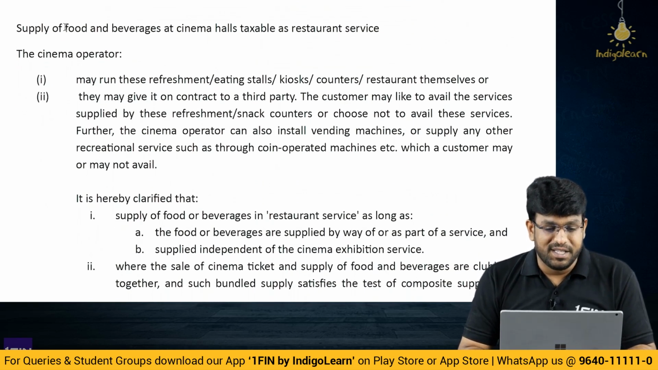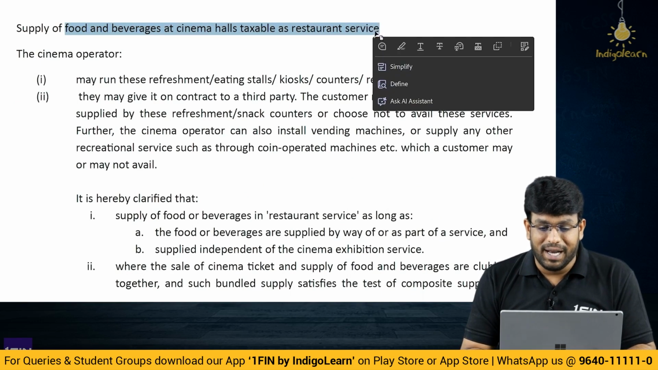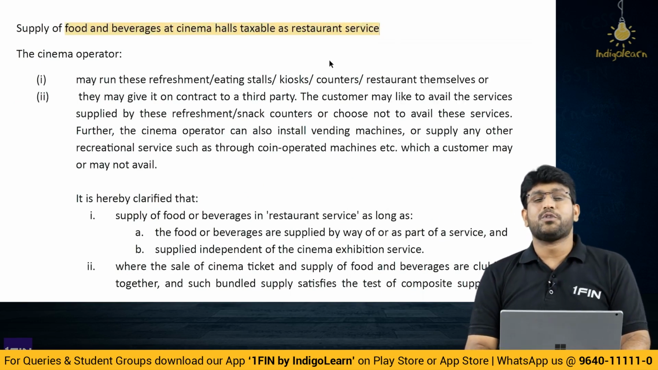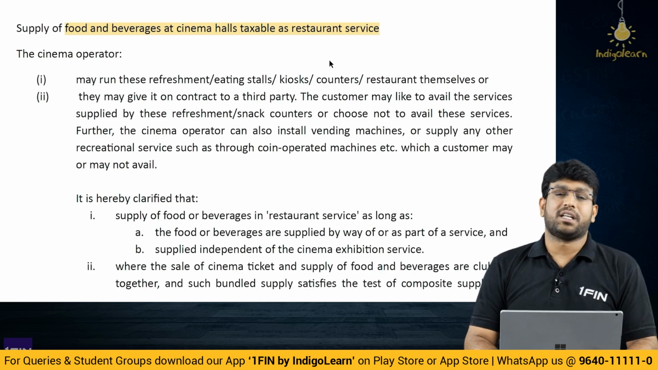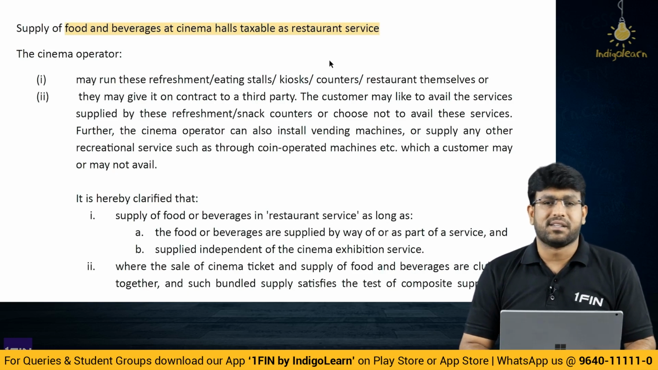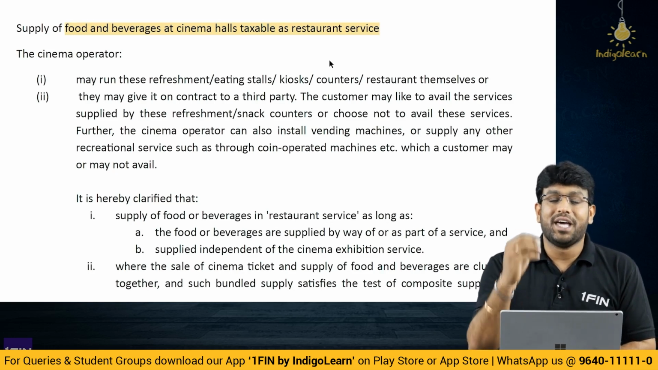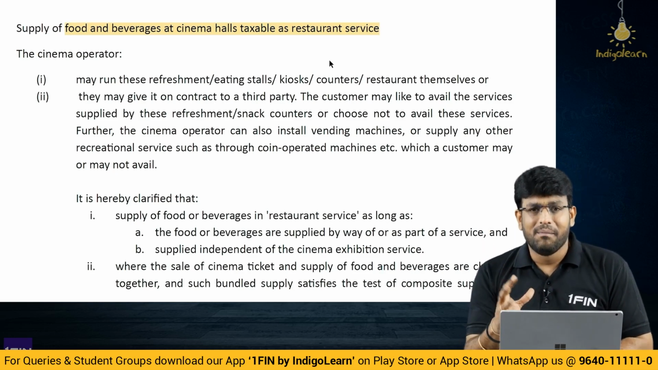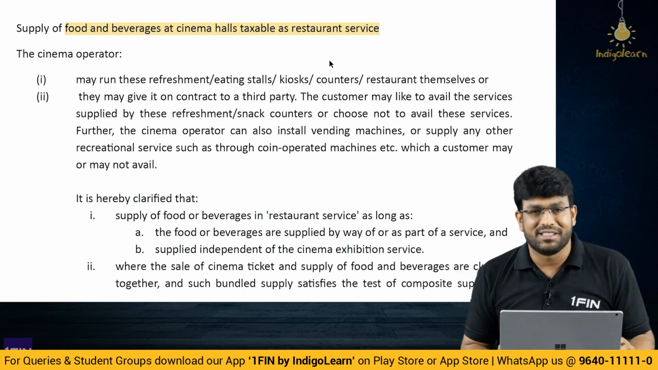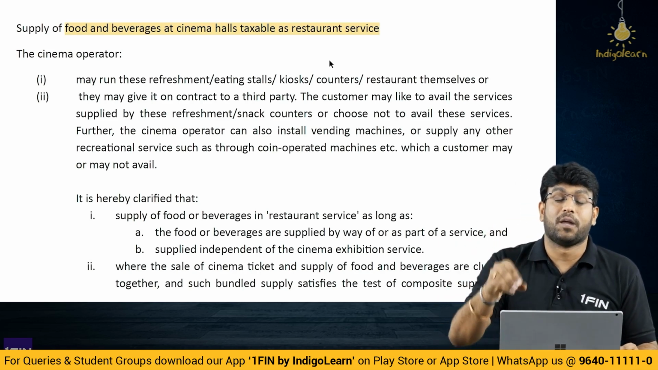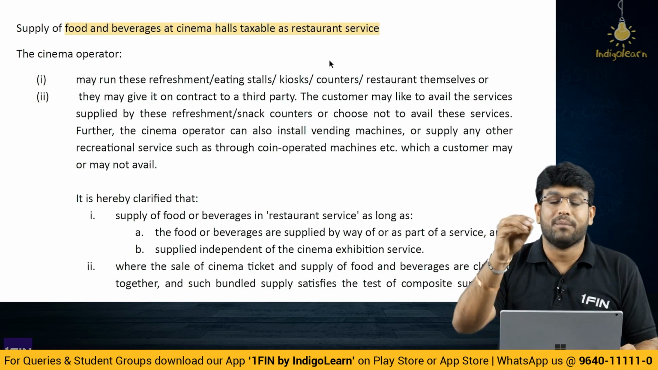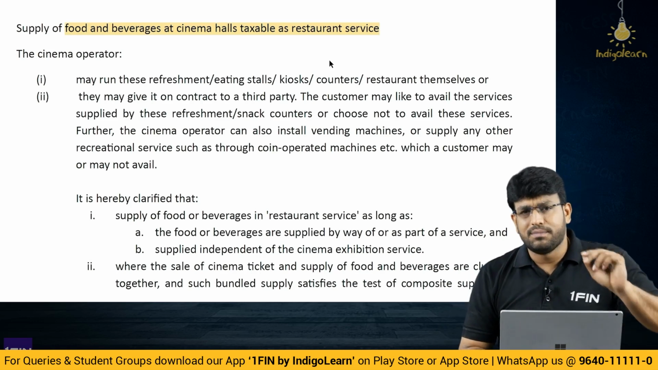Supply of food and beverages at cinema hall is taxable as restaurant service. It is so very common that when we go to theaters to watch a movie, especially a multiplex screen or any other screen for that matter, in the break time or before the movie, we tend to purchase some snacks, maybe some popcorn, nachos, whatever it is. Now, what is the tax treatment for that popcorn, nachos, what you buy during the break or before the movie? The concept is very simple.